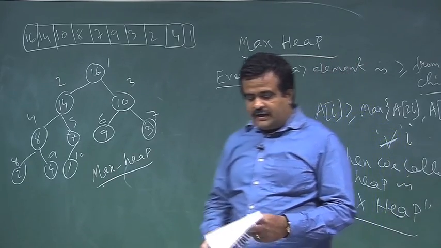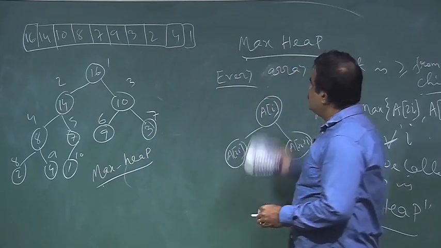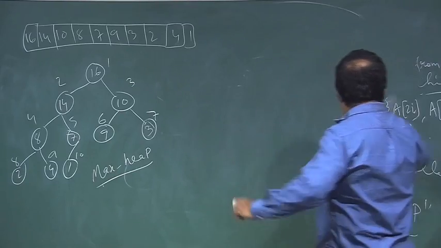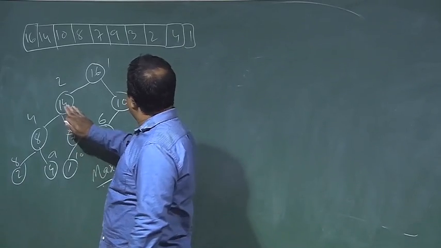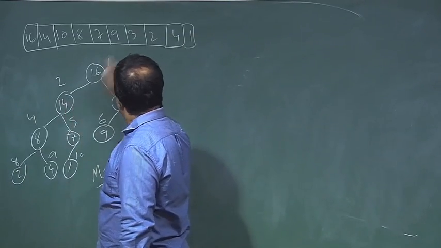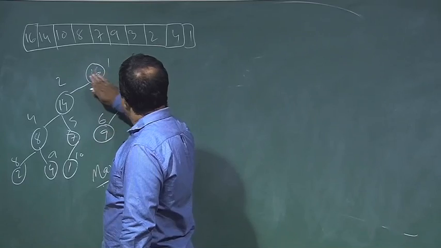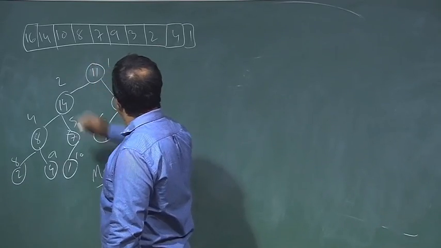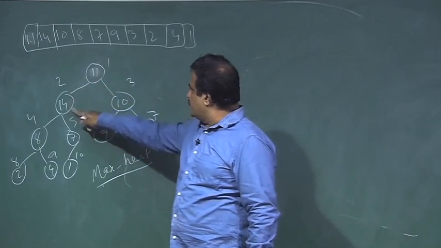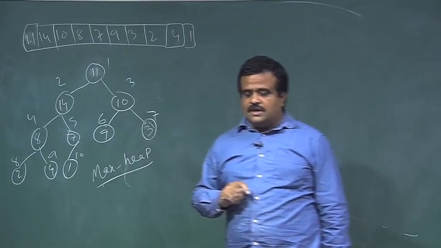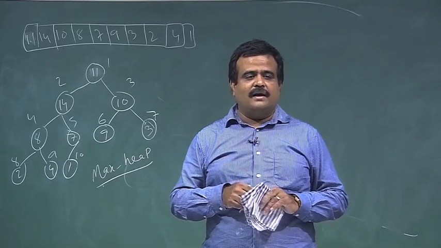Now, the question is, given an array, in general we may not have a max heap array. Suppose instead of 14 we have 11, and instead of 16 this is 11. Then this is not a max heap array, because this element is not greater than this one. So now the question is, given an array, how can we make it a max heap array?